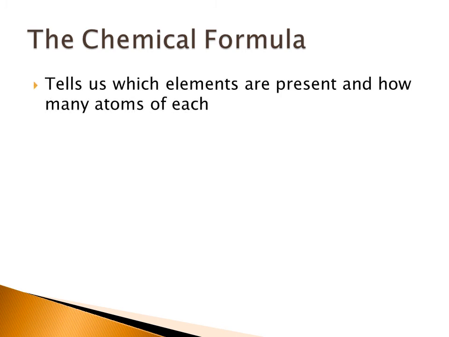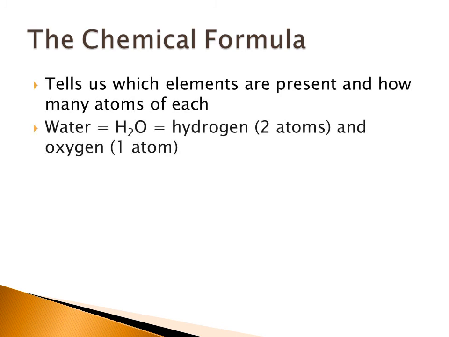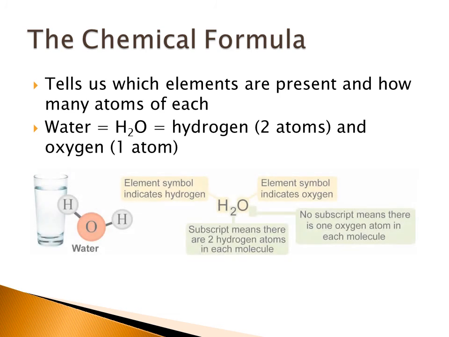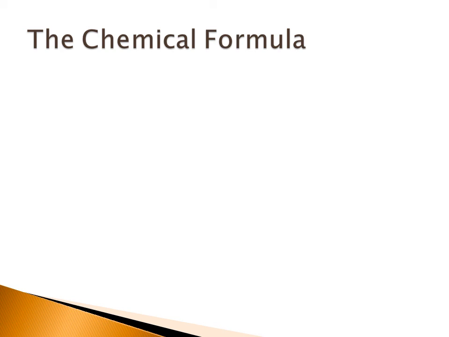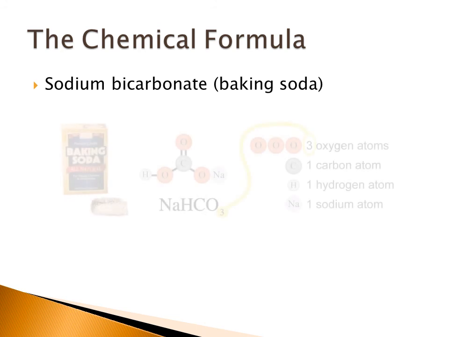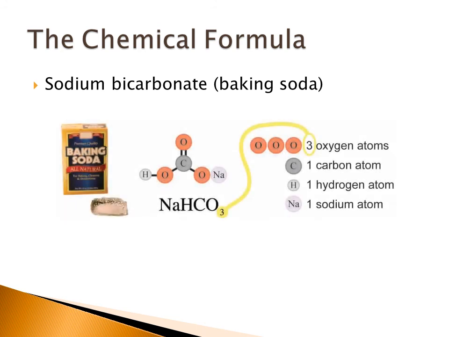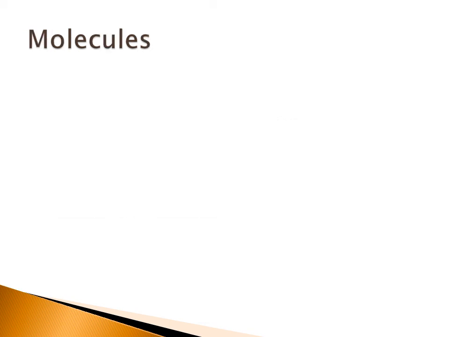All right, so the chemical formula tells us which elements are present and how many atoms we have of each. For example, water is H2O, and that tells us we have 2 hydrogen atoms and 1 oxygen atom. Let's look at sodium bicarbonate, or baking soda. Okay, we have NaHCO3. There are 3 oxygen atoms, 1 carbon atom, 1 hydrogen atom, and 1 sodium atom. All of that we can tell from the chemical formula. It doesn't tell us the structure though.